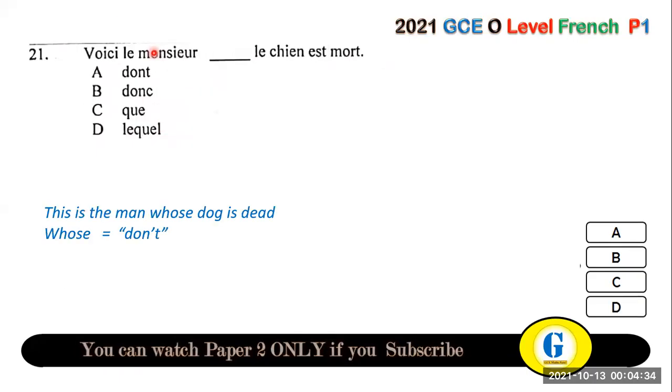Voici le messieurs, blablabla, le chien est mort. So this is the man dash dog is dead. Normally you use whose, right? And whose here is dont, D-O-N-T. This apostrophe is not here. So this is the man whose dog is dead. The second don, we cannot use because it means therefore, and that the dog is dead does not also go. Lequel, which, does not make sense either. So it's better to use dont.